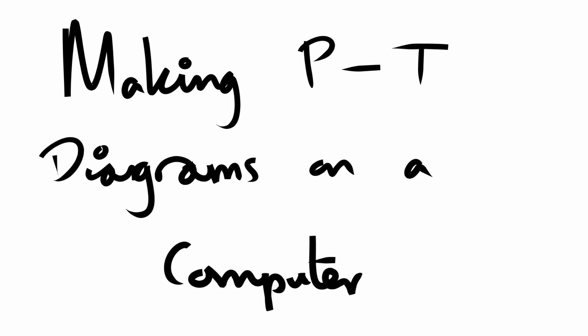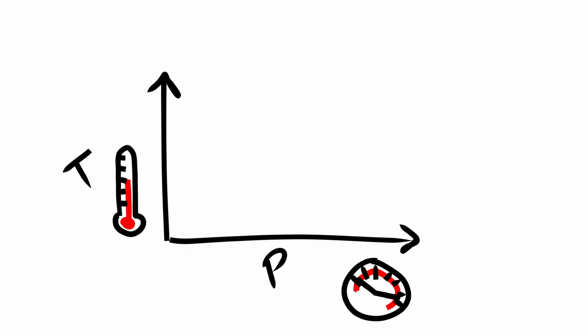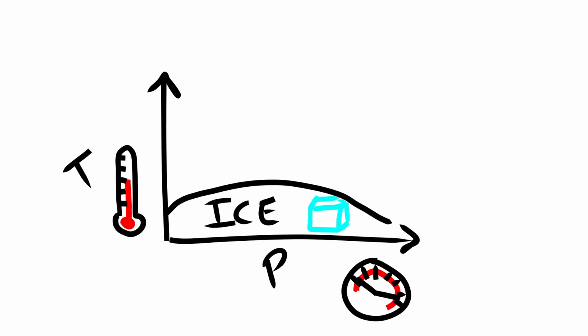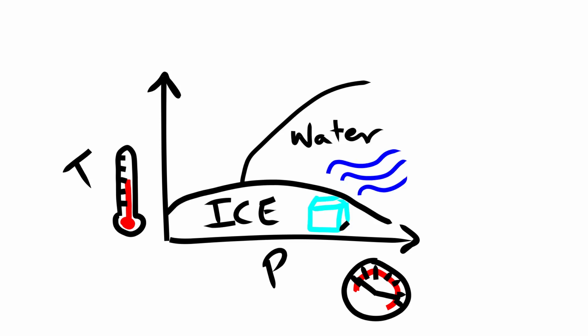Oh, hey. Yeah, okay. So, PT diagrams, they're maps of elements, or molecules, and they tell us how they behave at different temperatures and pressures. For example, water's PT diagram tells us at which pressures and temperatures it exists as a solid, ice, a liquid, water, and a gas, steam.